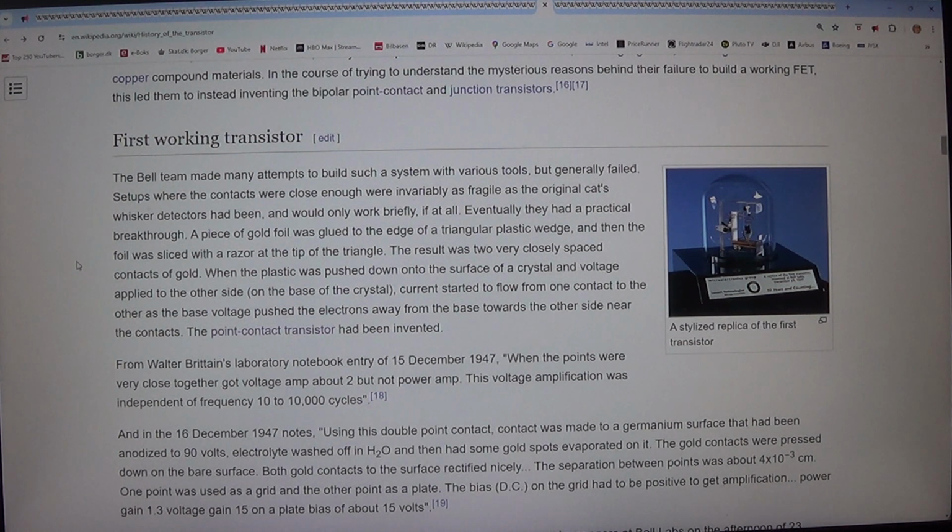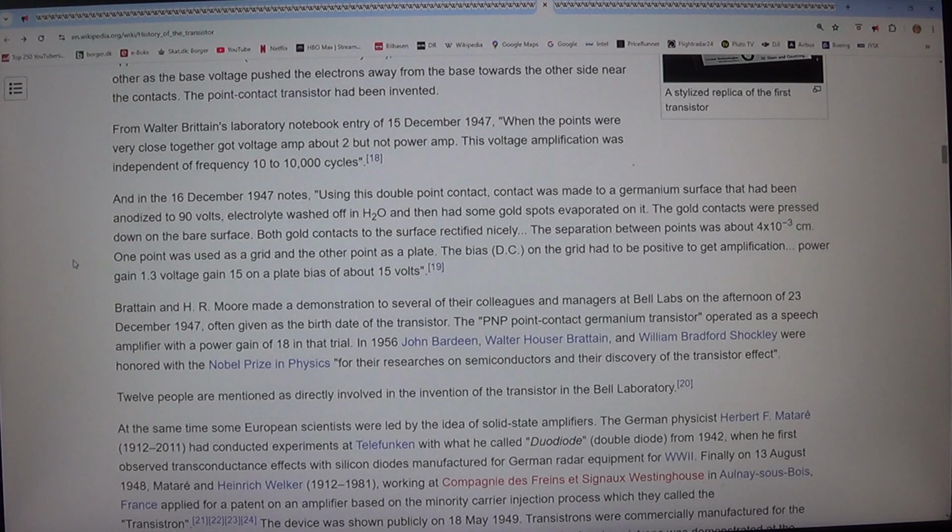The point contact transistor had been invented. From Walter Brattain's laboratory notebook entry of the 15th of December, 1947: when the points were very close together, got voltage amp about 2 but not power amp. This voltage amplification was independent of frequency, 10 to 10,000 cycles.